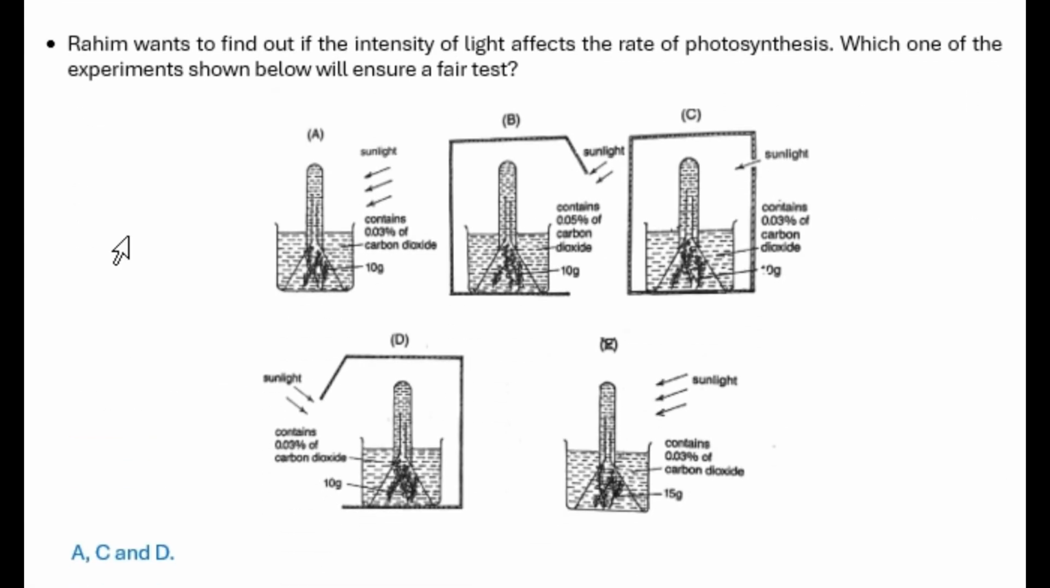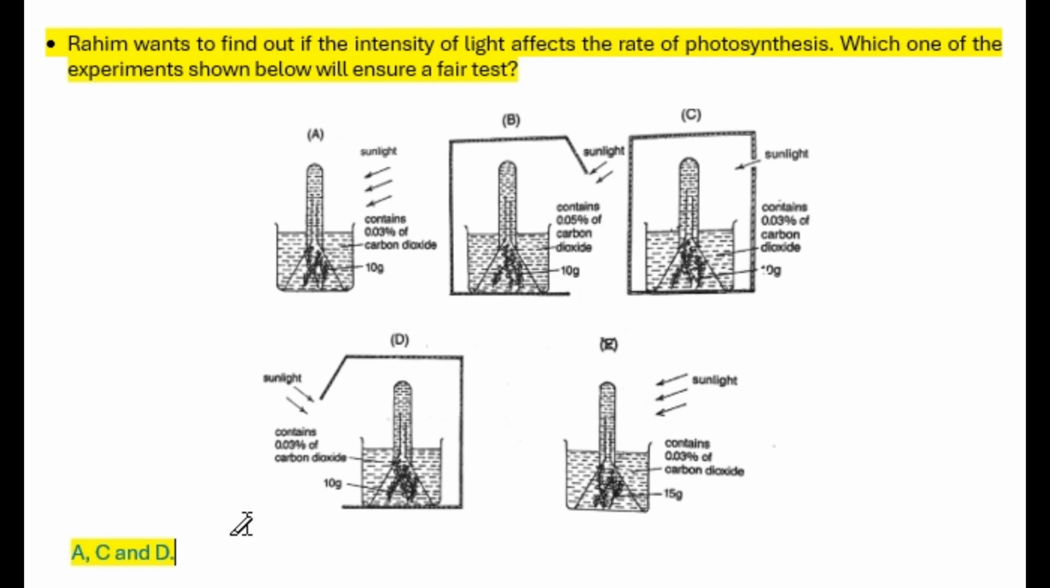Rahim wants to find out if the intensity of light affects the rate of photosynthesis. Which one of the experiments shown below will ensure a fair test? A, C, and D.